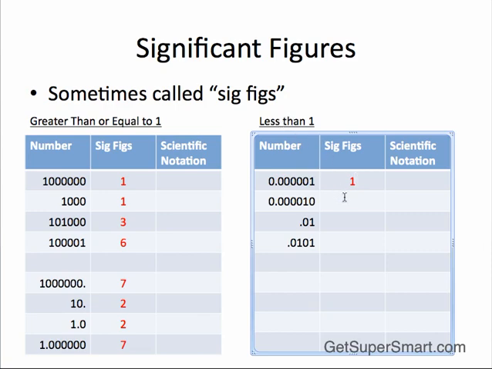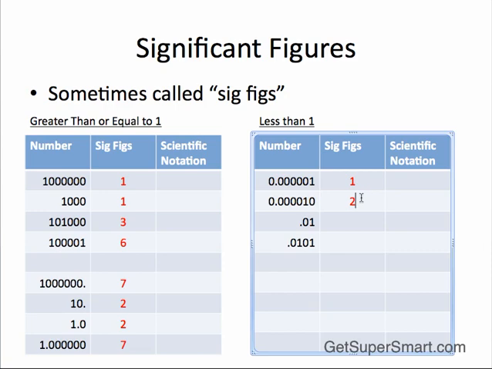So again, we're less than 1 here, so we're going to count to the right of the decimal until we get to our first non-zero. So 0, 0, 0, 0, 1. There we go. Once we find our first non-zero, everything to the right is going to be significant, even though this is a 0. Once we hit our first non-zero, everything to the right is significant. So in this case, 1, 2 significant figures.